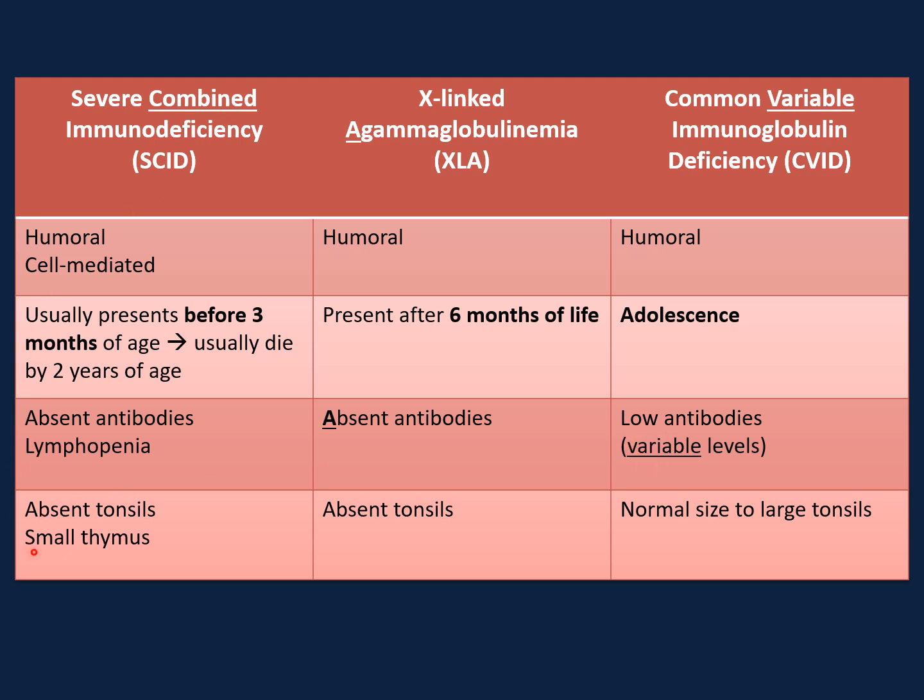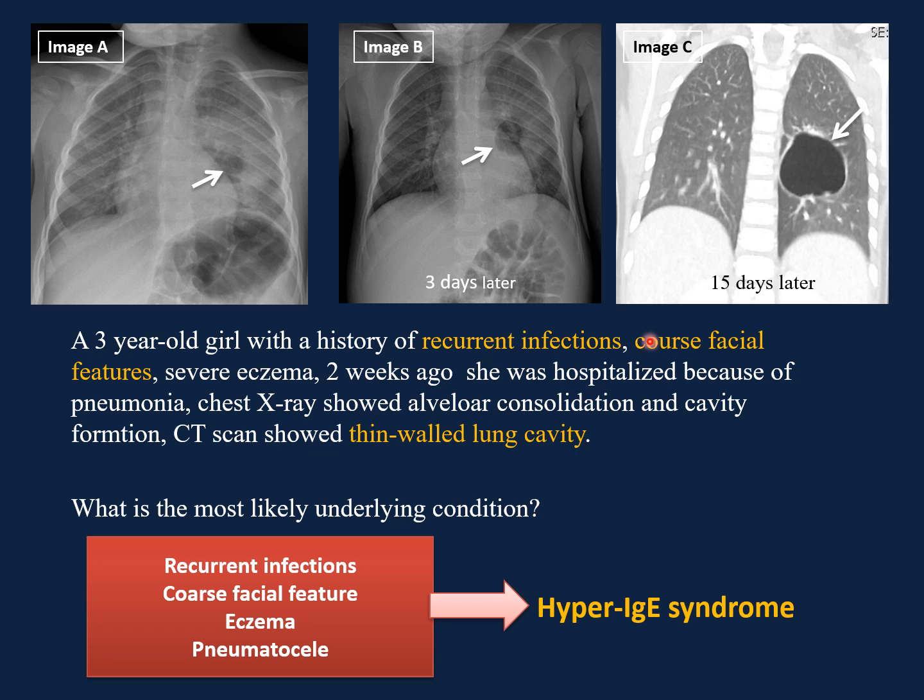In SCID, you do not have tonsils, you do not have thymus or very small thymus. In XLA, absent tonsils, and in common variable, the tonsils are normal size or large. So again, recurrent infections, coarse facial features, and thin wall lung cavity or pneumatocele. These keywords are very important diagnostic points for Hyper-IgE syndrome.